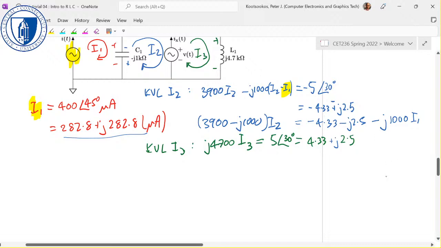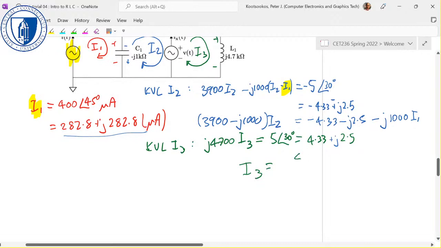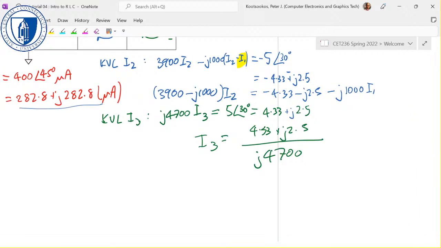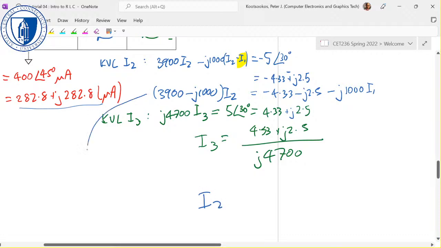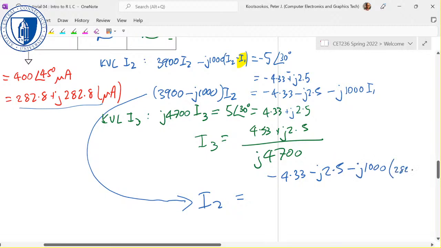And then I3 is just 4.33 plus j2.5 divided by j4700. And I'm now going to bring this down here so that I2 is, I'm not going to do any calculations because I will get it wrong. This would be 8 times 10 to the minus 6 to get it there, and that's all over 3900 minus j1000.